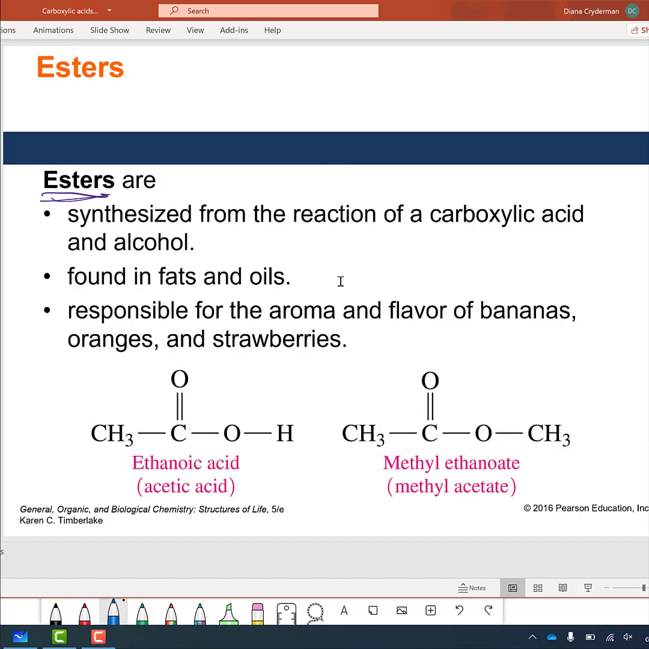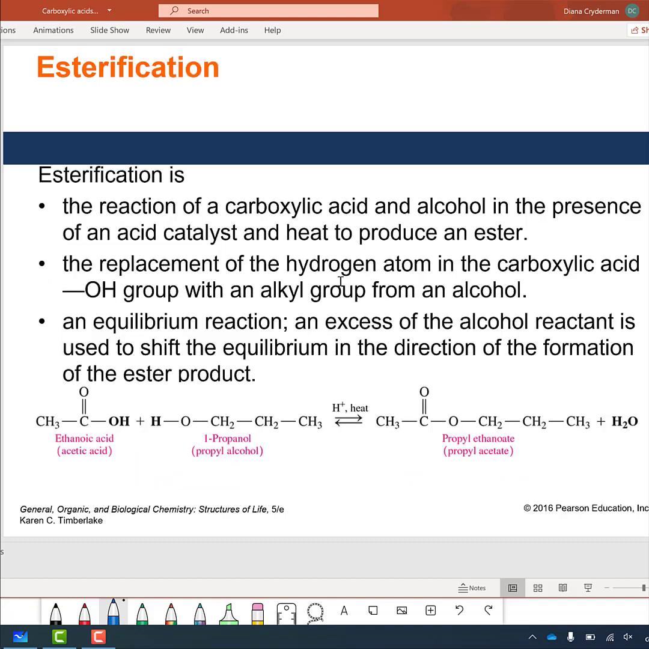So esters are synthesized from the reaction of carboxylic acids and alcohols. They are also found in fats and oils, and they're really good smelling. They're responsible for the aromas of bananas, oranges, strawberries, and those flavors. They're responsible for the smell of wintergreen and spearmint. And so this reaction of esterification is the idea of taking a carboxylic acid and an alcohol and mashing them together.